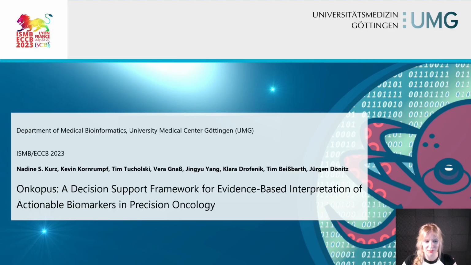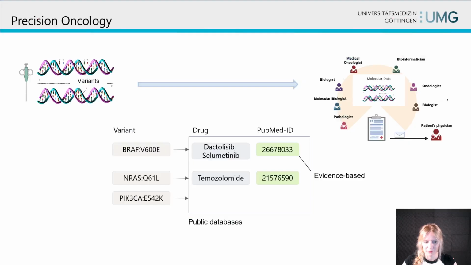I'm a member of the Department of Medical Bioinformatics at the University Medical Center Göttingen, and today I'm going to present our decision support framework for evidence-based interpretation of actionable biomarkers in precision oncology. The goal of precision oncology is to identify new treatments that directly target cancer variants.